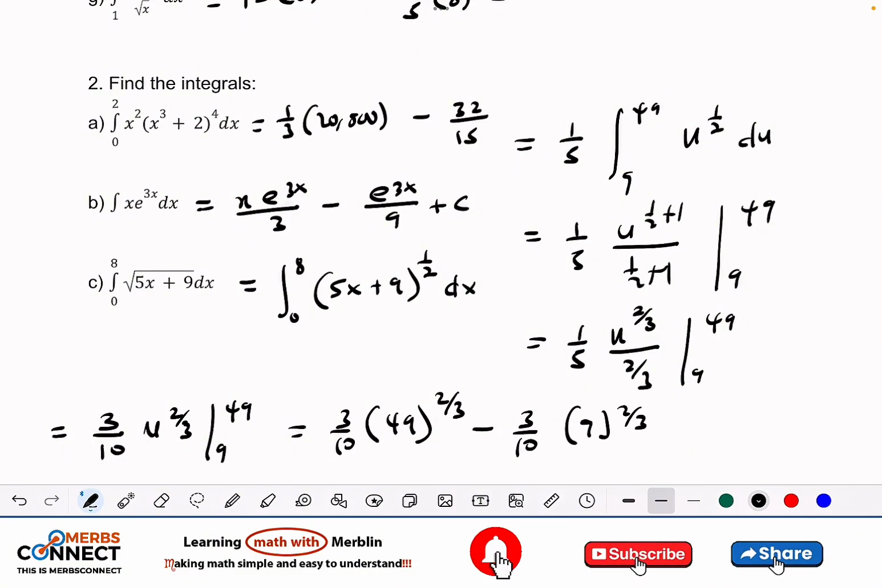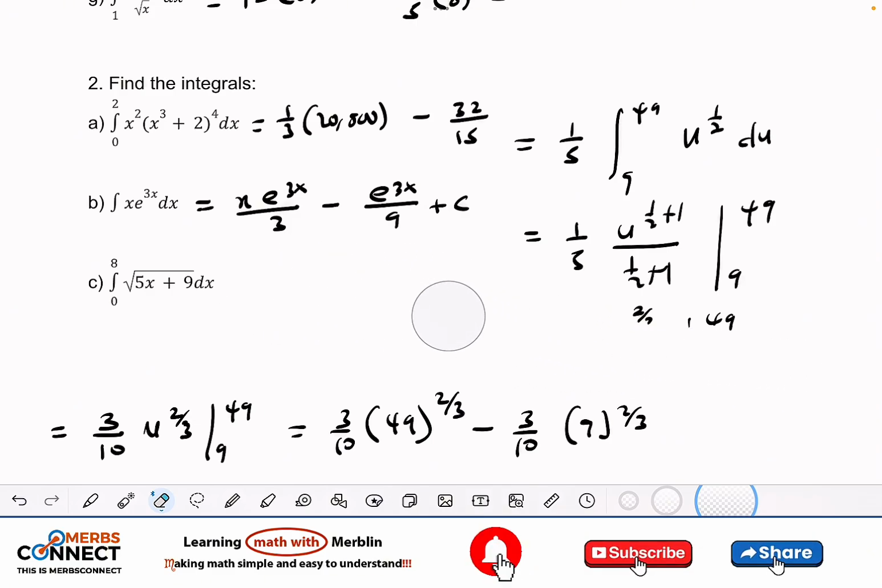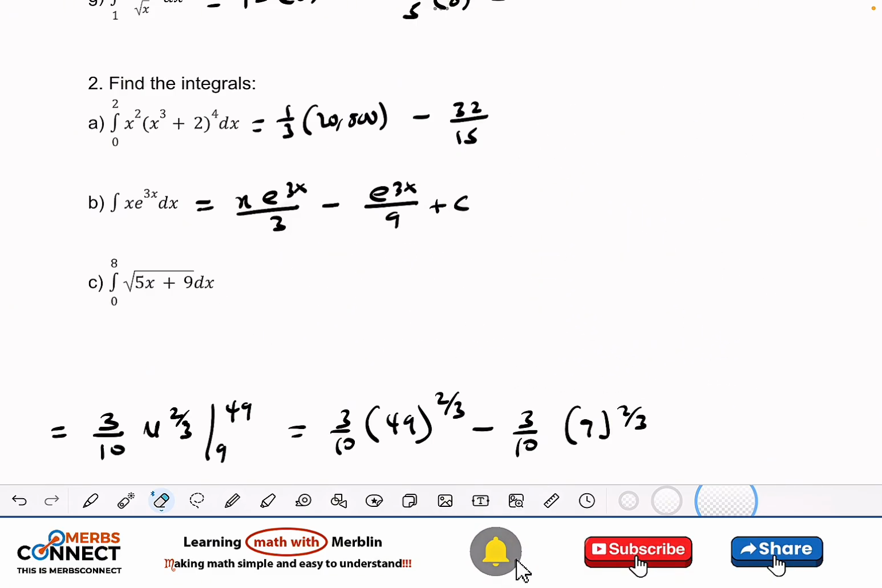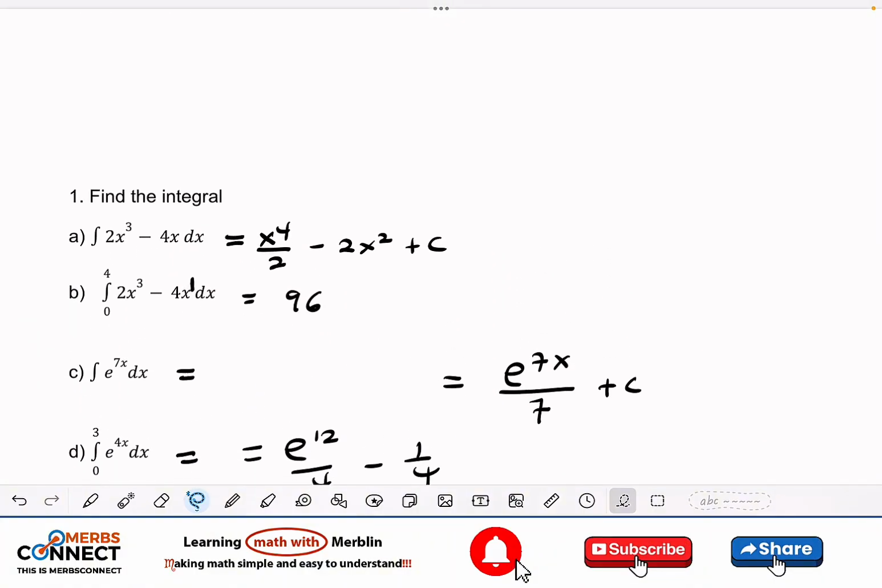We can just leave our final answer in this form because we would need a calculator before we can simplify it. So this is what you are going to get when you are doing integration by substitution for this type of question. All right, so we are done with the first page.